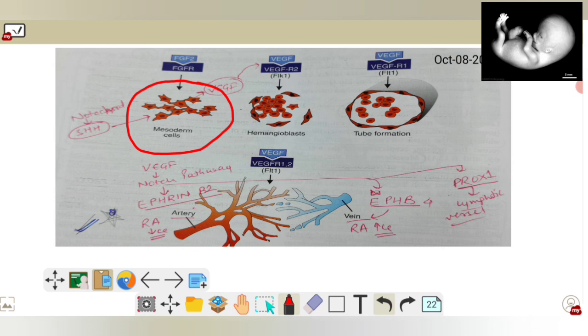Now mesoderm forms hemangioblast. These are the precursors for forming both the blood cells and the vessel, and they form a tube, that is the vessel, and the blood cells, that is the RBC, and this tube is converted into artery or veins depending upon the concentration of retinoic acid. Retinoic acid increases, vein forms; retinoic acid decreases, artery is formed.